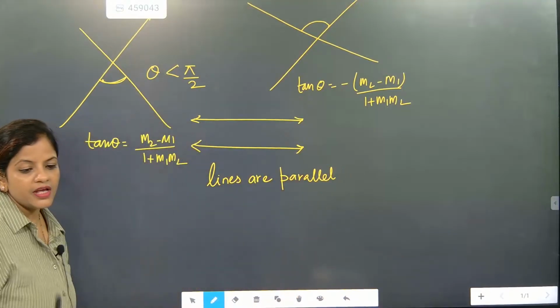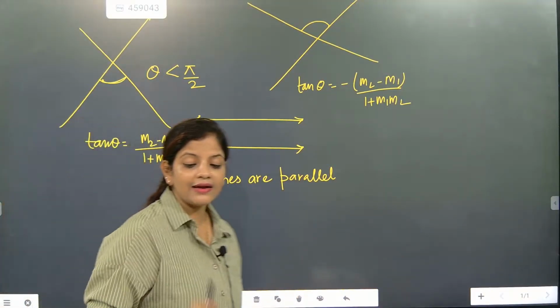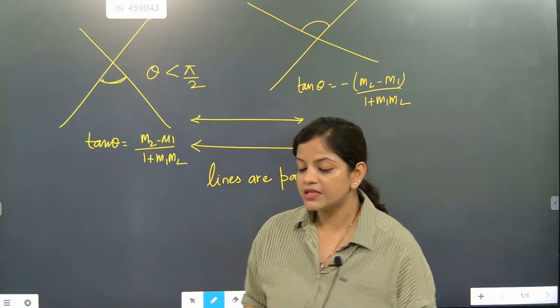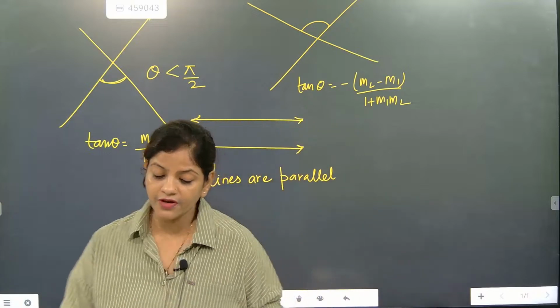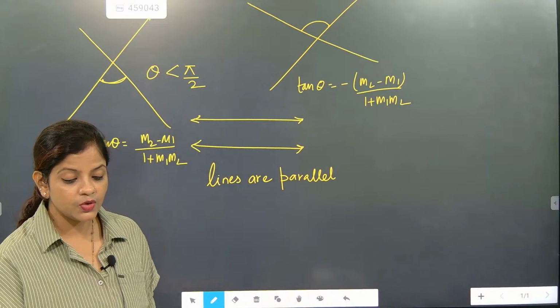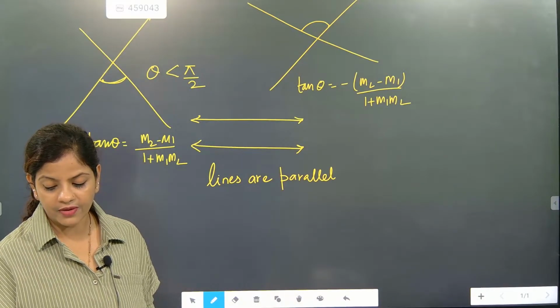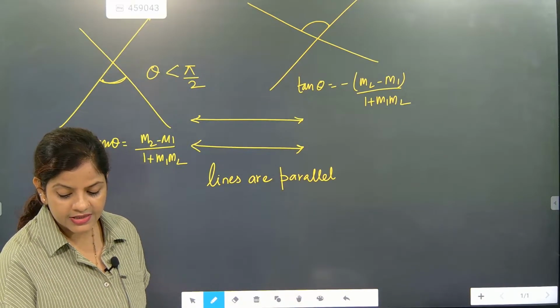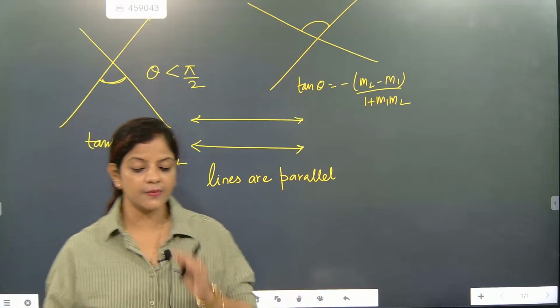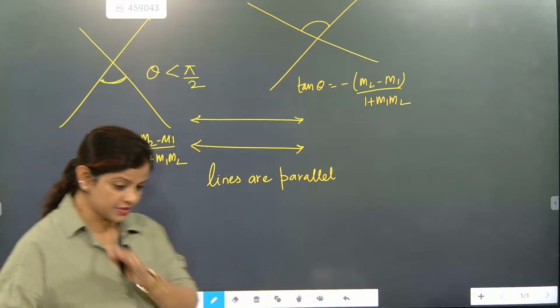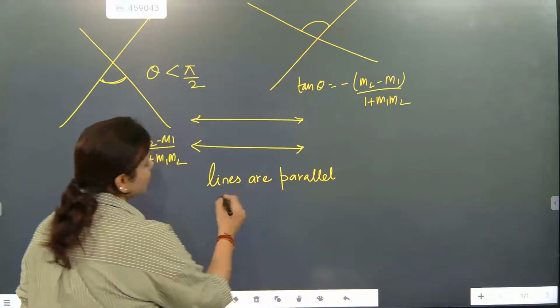That means what, beta? If the lines are parallel in that particular situation, the angle subtended between them will be 0. So in the case when two lines are parallel, the angle subtended between them will become 0. When the lines are parallel, the angle subtended between them will be 0. Okay. So here what will happen?